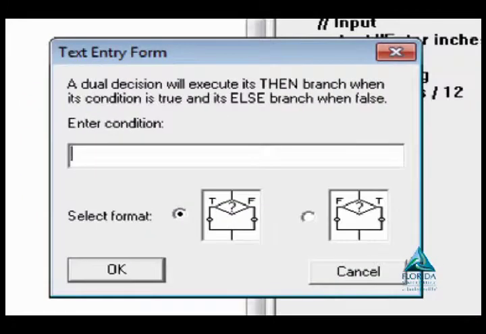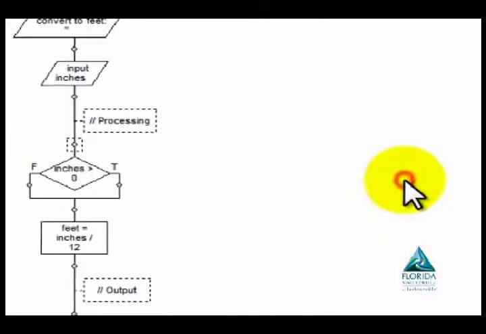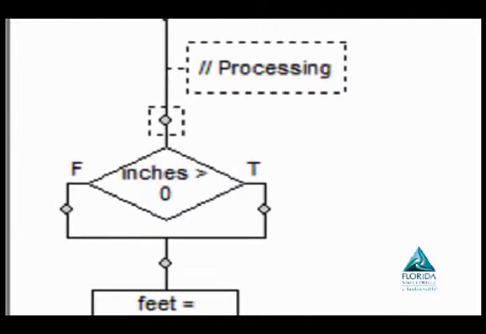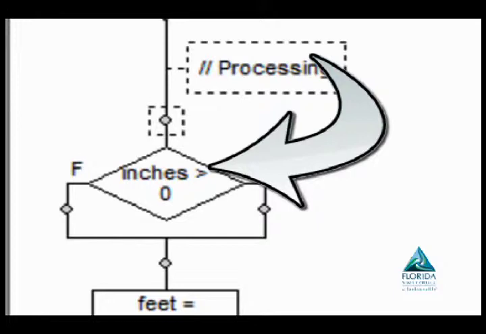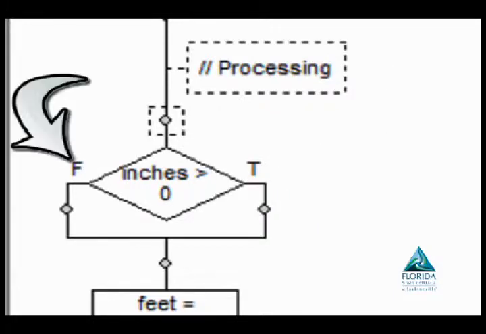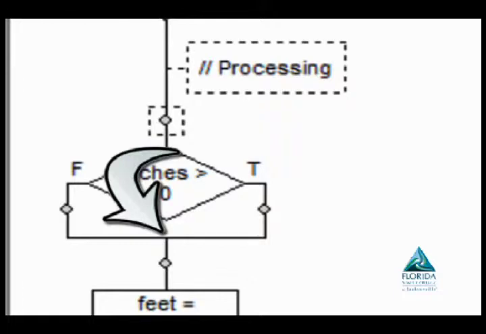Here's my dialog box. And I want to say check to see if, and then I'm going to say inches is greater than 0. Now I put spaces in there just so you could see them, not necessarily so that they had to be there for syntax. But in this particular case, the select format, I always want to have my true come out to the right if I possibly can. And this time I can, so I'm going to click OK. So now I've got my false on the left and my true on the right. So I actually have all 4 words up here. I've got if inches greater than 0, then, else, and the end if is where that joins back up.